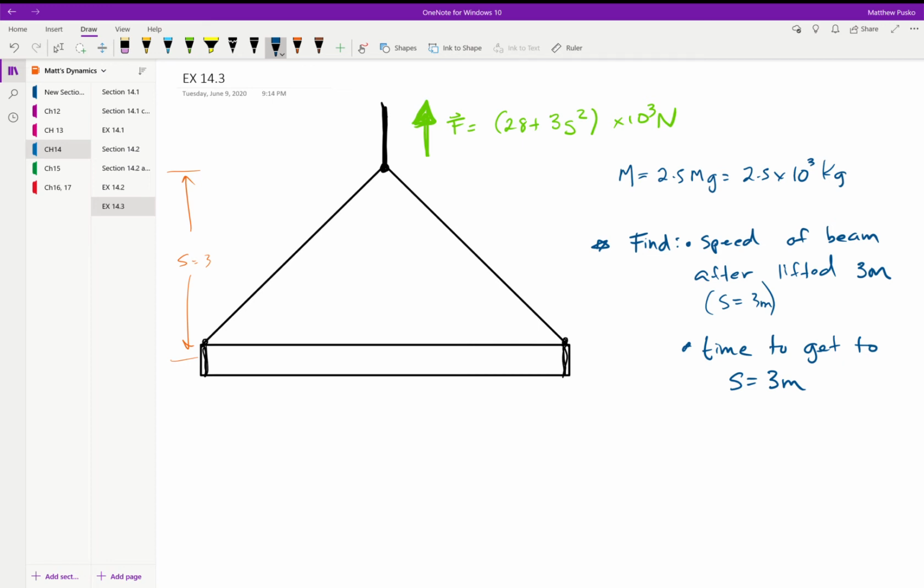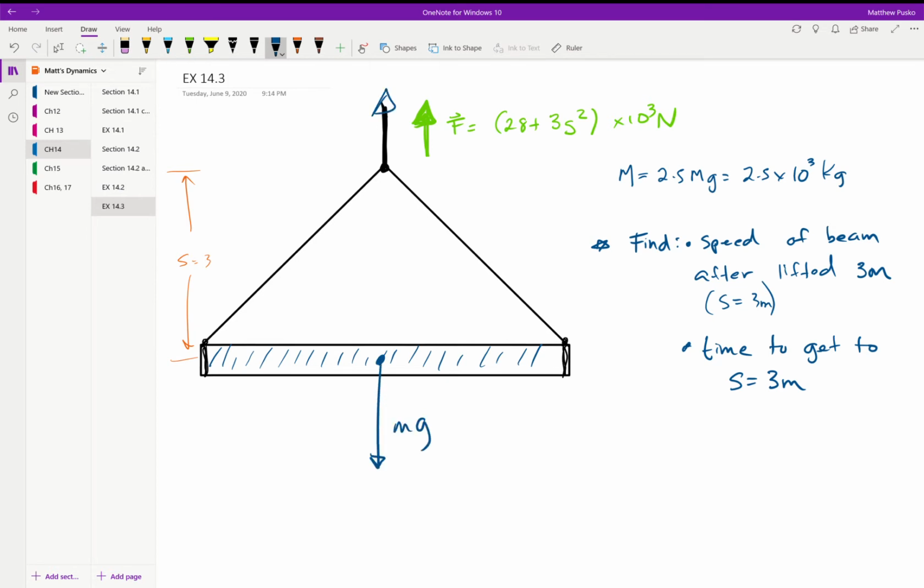Let's take a look at example 14.3. Okay, we got some sort of crane and it's lifting this beam here. The force is applied directly up, and go ahead and use this as a free body diagram. We have the weight pointed straight down.